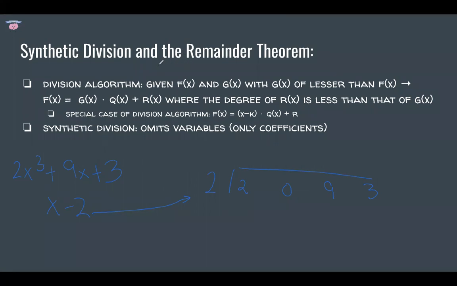So what you do next is the complicated part. You bring the 2 down. That's simple enough. Then you multiply 2 and 2 to make 4. You basically multiply this with that. Now you add these two up and you get 4. Then you multiply 2 and 4 and you get 8, and add to get 17. Then you multiply 2 and 17 to get 34, and add to get 37. And that's where we stop. So that means our final answer would be 2x squared plus 4x plus 17, remainder 37.